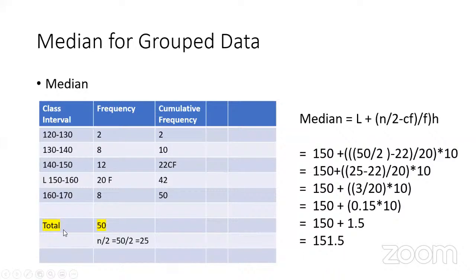You can cross-check this value which you have calculated. More or less, it will fall in the range which you have picked as your median class. So 151.5 is lying within this range. Like that, you can check the accuracy of your calculation. Now let's do a small problem on median for group data.